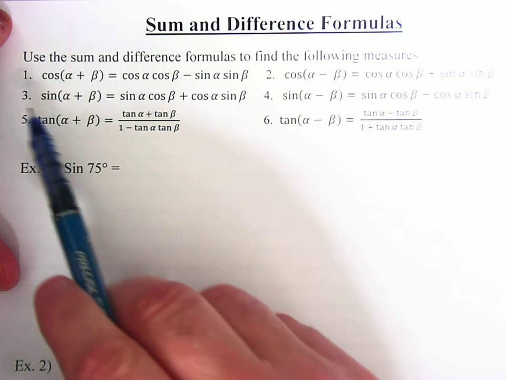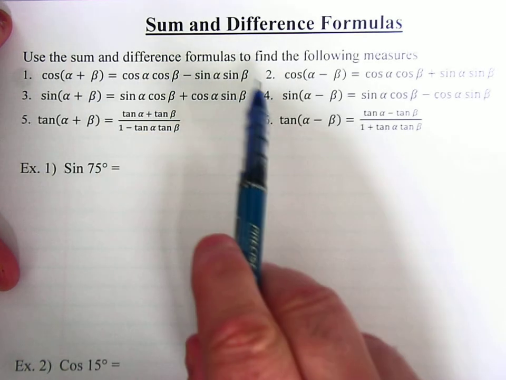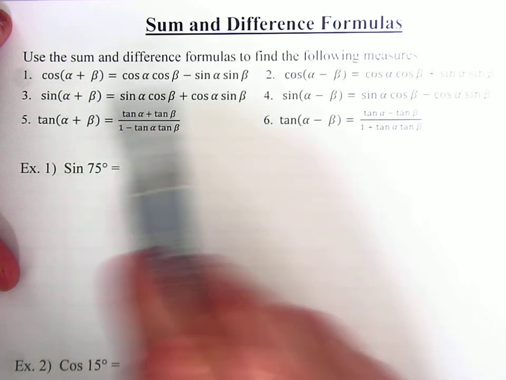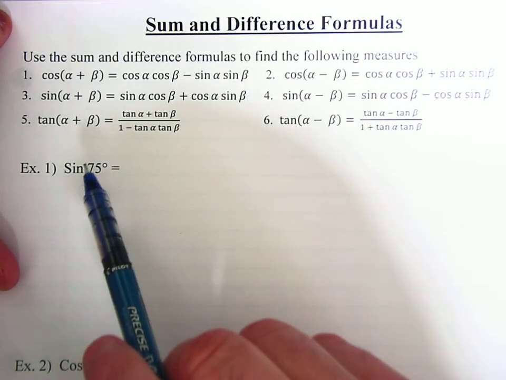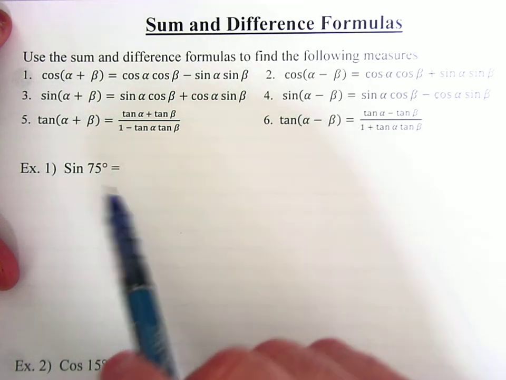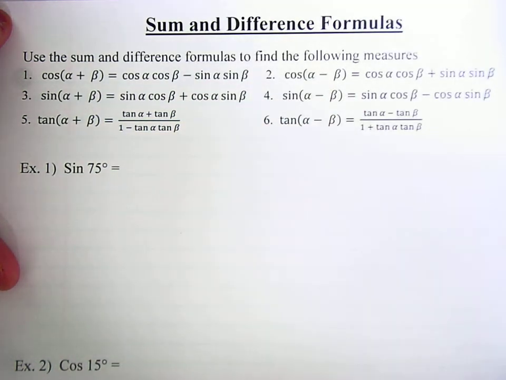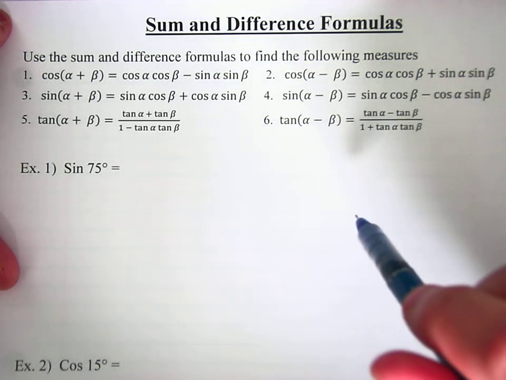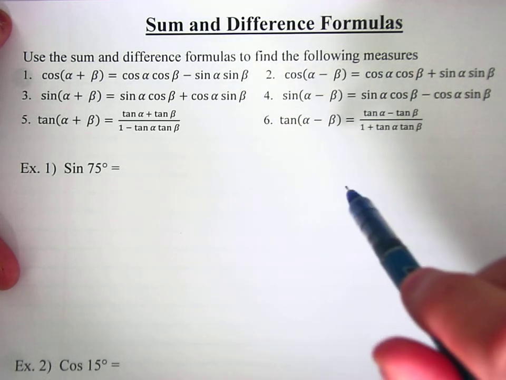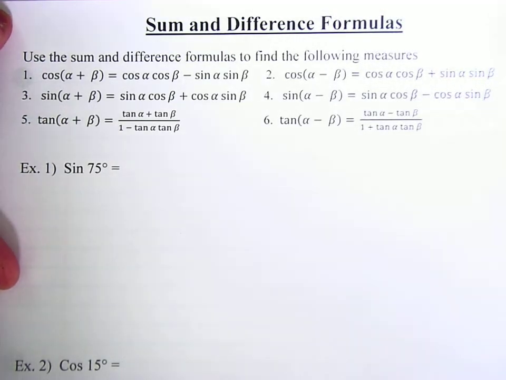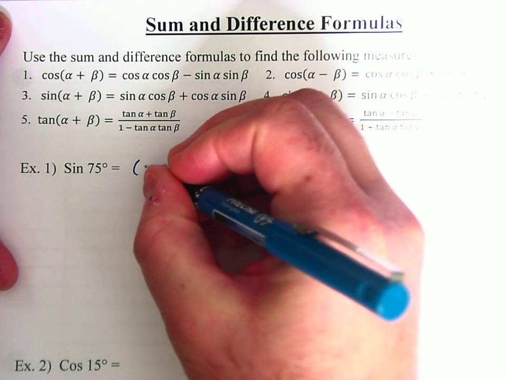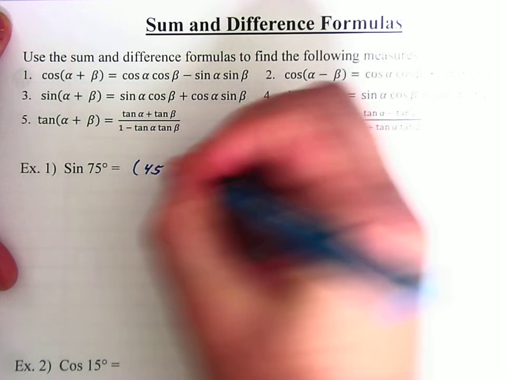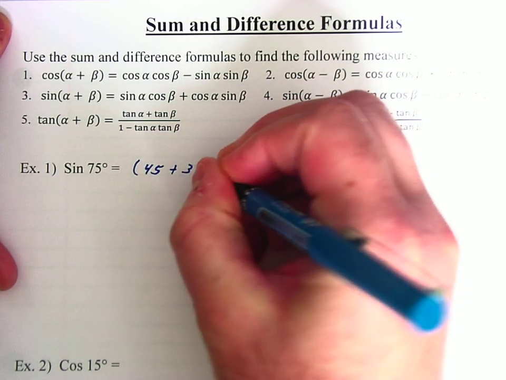Since it's sine, you're going to be using either formula 3 or 4, depending on whether it's addition or subtraction. Now I will tell you, if you can keep your angles to angles from quadrant 1, that will always make the problem easiest because everything in quadrant 1 is positive. So you'll never have to worry about whether or not a value is positive or negative. All right, so I'm going to do addition first. So I'm going to change 75 to 45 plus 30.